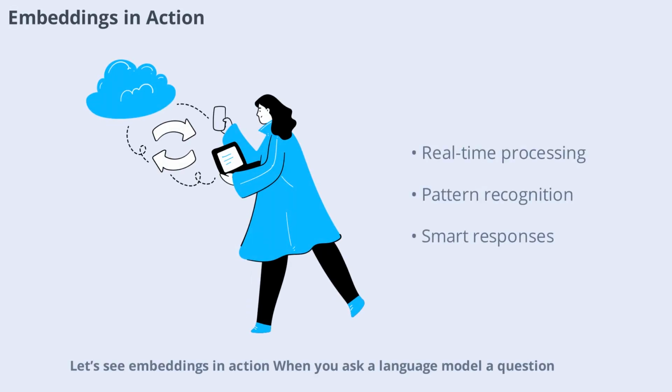When you ask a language model a question, it converts your input into tokens, maps them to embeddings, and then uses these embeddings to find patterns and generate a response. This process happens in milliseconds, allowing for real-time conversations and smart text generation.